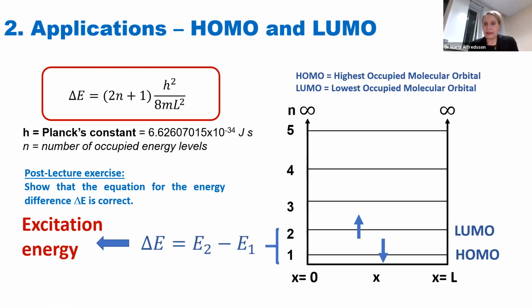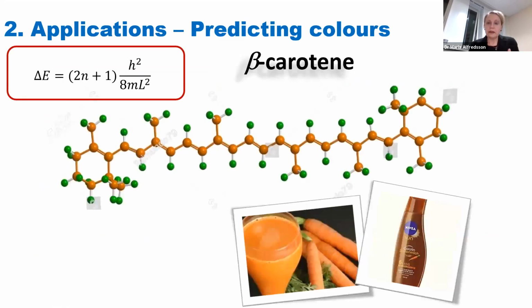So what does it mean that I excite an electron from HOMO to LUMO? If I take beta-carotene, beta-carotene has a longer conjugated chain, longer than the ethene that we saw before. And we know that carrots are orange. And the color of this carotene depends on the length of this conjugated chain. I use that as my box. So that is the L in my box.